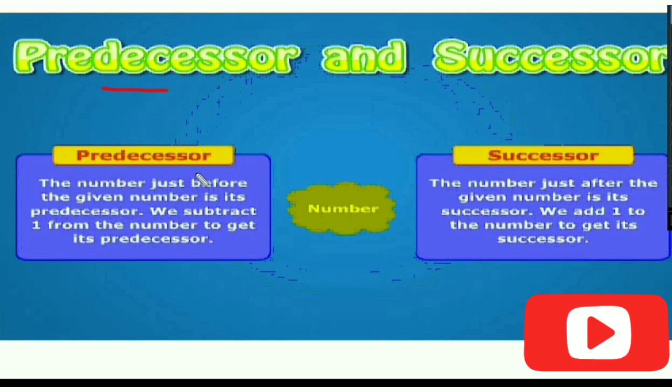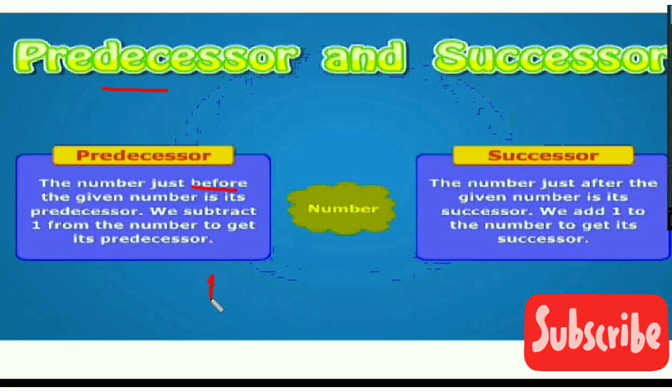The number just before the given number is its predecessor. We subtract 1 from the number to get its predecessor. Okay, that means the number just before the given number. Predecessor क्या होता है? जो भी नंबर हमें दिया जाता है.